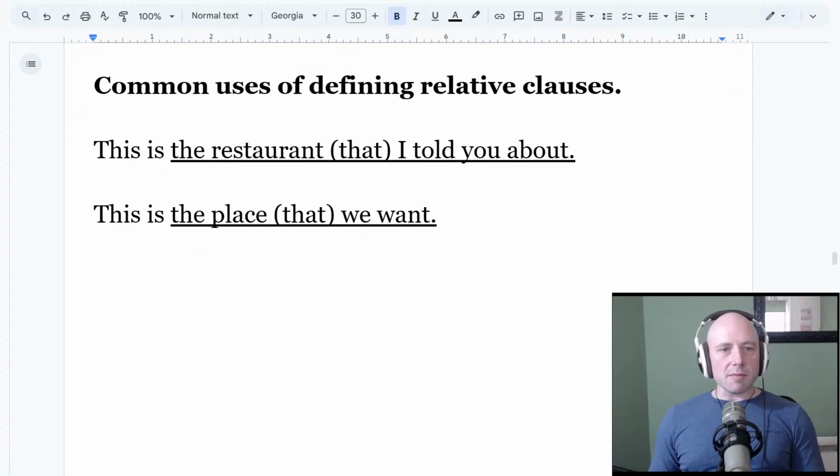So let's have a look. Common uses of defining relative clauses. This is the restaurant that I told you about. This is the place that we want. You'll notice these can look a bit like cleft sentences. In fact, they are cleft sentences. Like, I told you about this restaurant. This is the restaurant I told you about. We want this place. This is the place that we want.